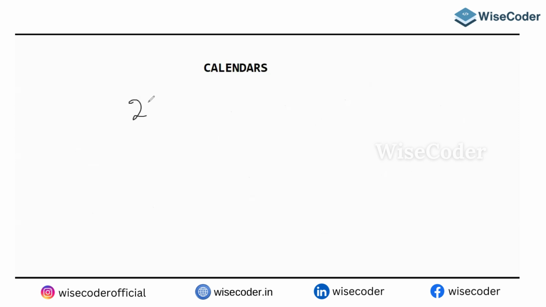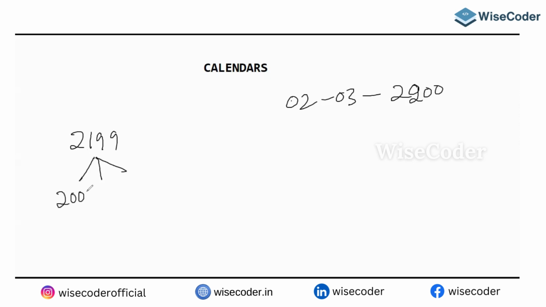If I want, let's say, 2nd March 2200, I don't know which day it is. But look here, guys, how to figure out this value? Point number 1, take the completed years. So 2000, 199 you have to take. How are we going to split this? 2000 plus 100 plus 99.